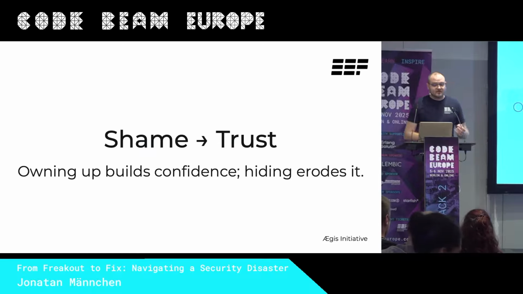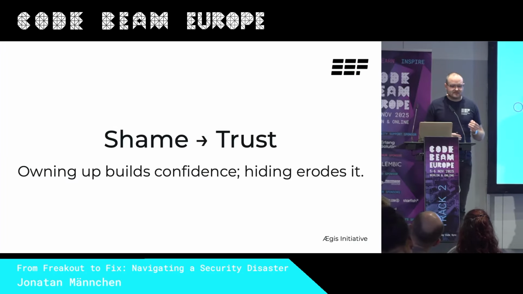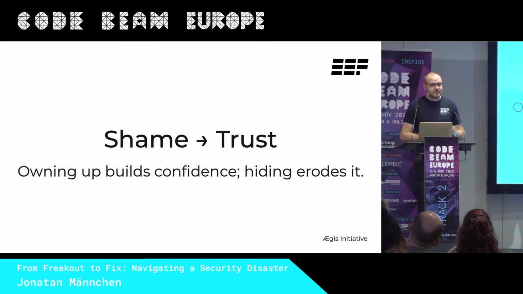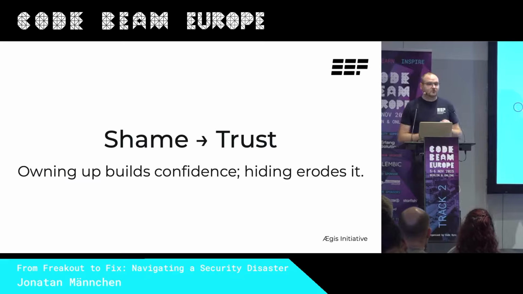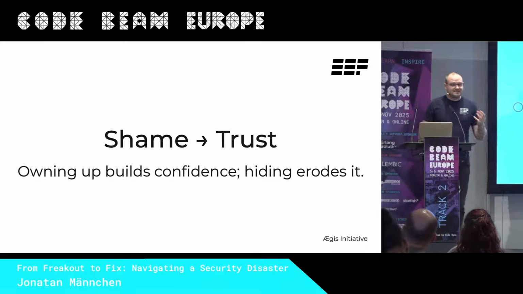Instead, owning the issue, publishing a clear advisory, explaining the impact, and crediting contributors builds confidence. For example, when a major framework in our own ecosystem recently transparently disclosed a security flaw, the community response was overwhelmingly positive, and the fix was adopted very quickly. And that's how you turn a mistake into an opportunity for trust.